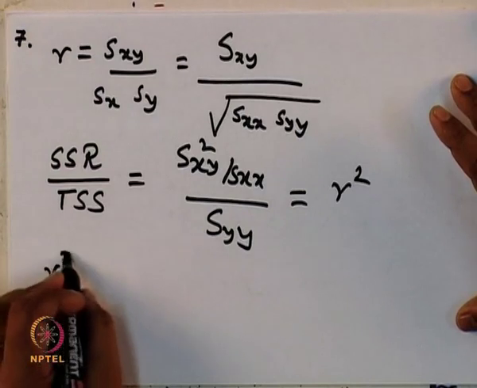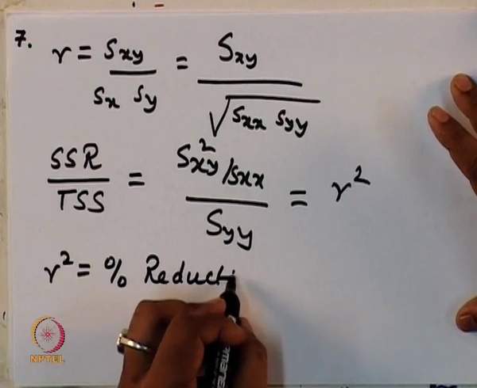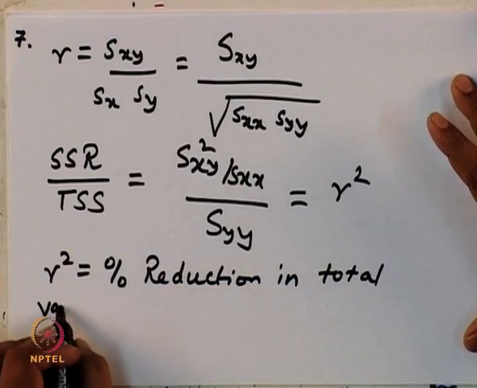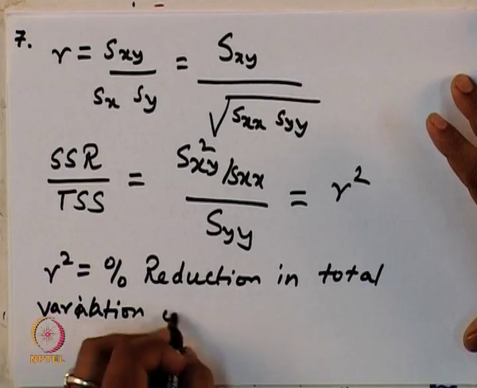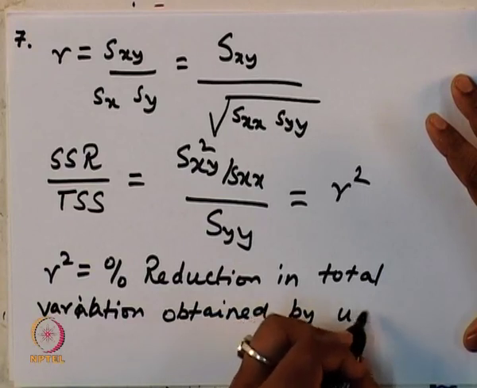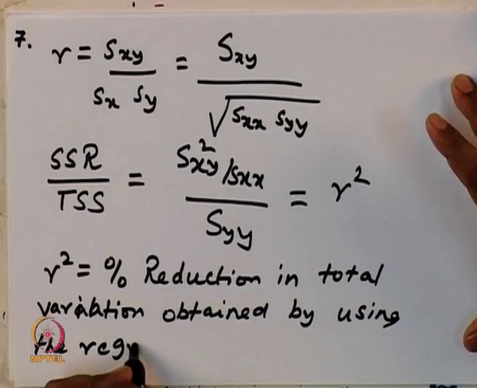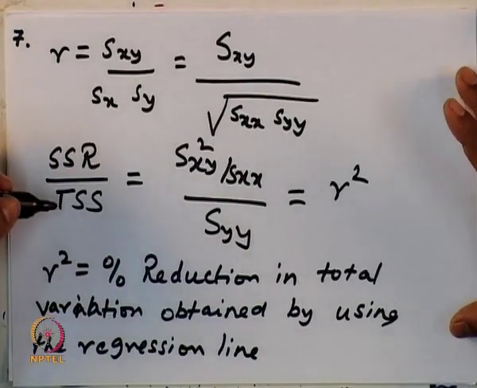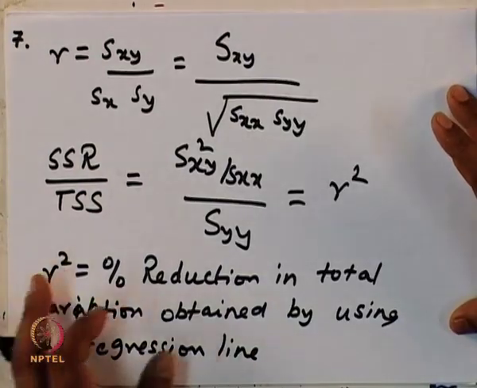So, you can say that R square is the percentage reduction in total variation obtained by using the regression line. So, R is nothing but square root of SSR by TSS.